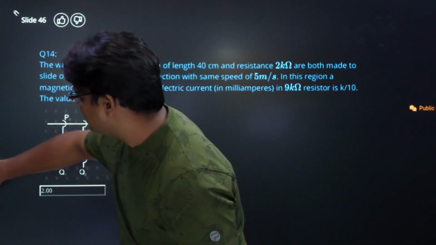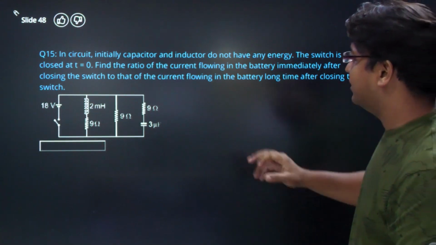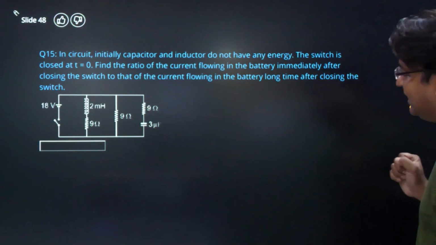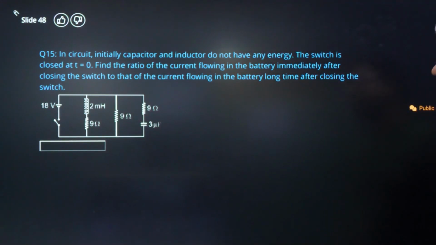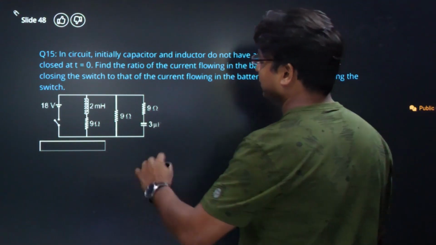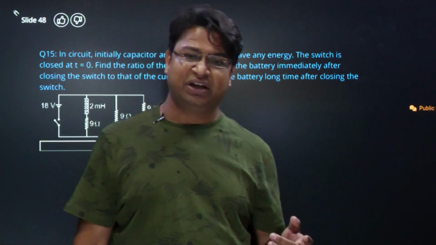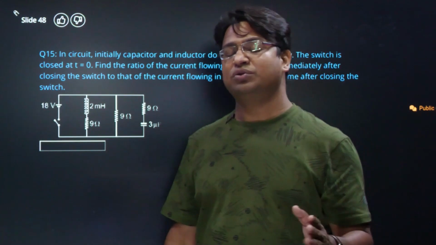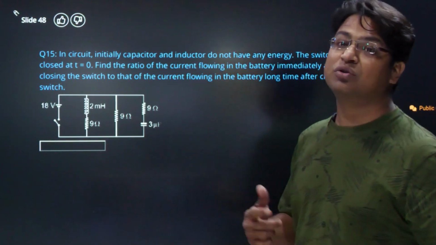And this brings us to the last question of this test. This says in circuit initially capacitor and inductor do not have any energy. So capacitor and inductor, they don't have any energy. The switch is closed at t equal to 0. Alright, the moment we close the switch, an uncharged inductor will behave as an open switch, because the current in the inductor cannot change suddenly, so it will continue to allow zero current through it, so it will behave as an open switch, and the capacitor behaves as a closed switch.